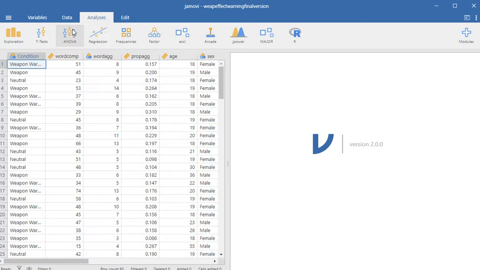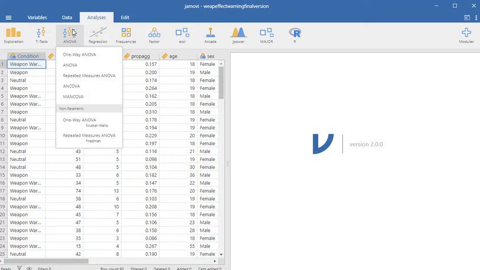And actually, what Megan and I tested very specifically was whether or not each of the weapons conditions would prime a higher proportion of aggressive words completed compared to the neutral condition. So we actually had some planned comparisons in mind, and I'll try to show you how to do that. So really, let's just dive right in.